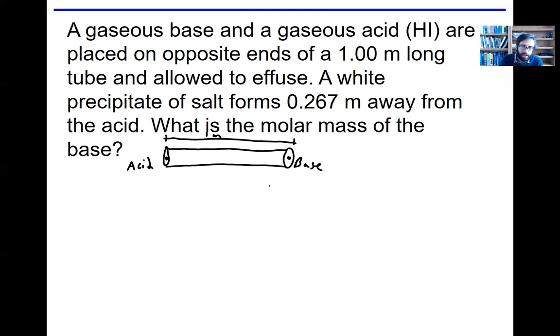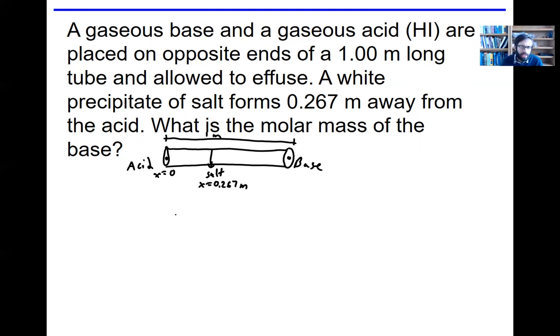And if you store them anywhere near an acid, you'll start seeing this crusty solid form around the amine jar lid, because some of it leaks out of the jar, and you get this nasty, usually white, or it could be brown, precipitate that forms. But anyway, it says a white precipitate salt forms 0.267 meters away from the acid. So the salt that forms, here's our salt, it forms right here. If we call this x equals 0 meters, this is x equals 0.267 meters.